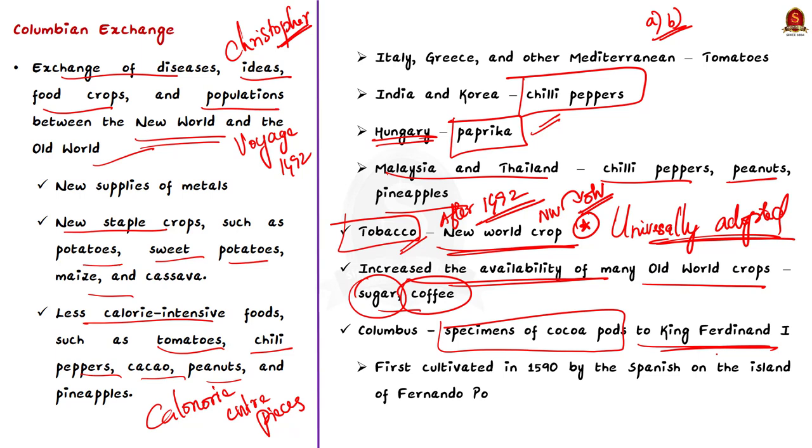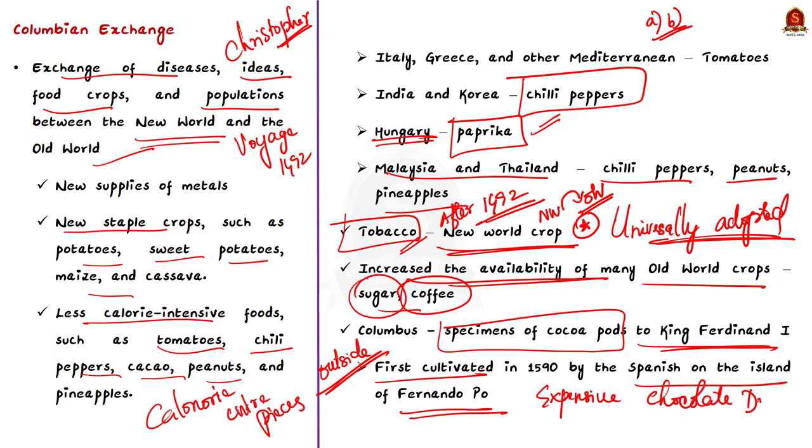Historical records indicate that Columbus first brought back specimens of cocoa pods to King Ferdinand I after his second voyage to the New World. Outside of the Americas, cocoa was first cultivated in the 1590s by the Spanish off the coast of Africa on the island of Fernando Po. At first, it was used in expensive chocolate drinks mainly confined to aristocratic courts. So, after knowing this information, we can safely say that option A is the right answer because it has cocoa in it. This is one way to approach this question.